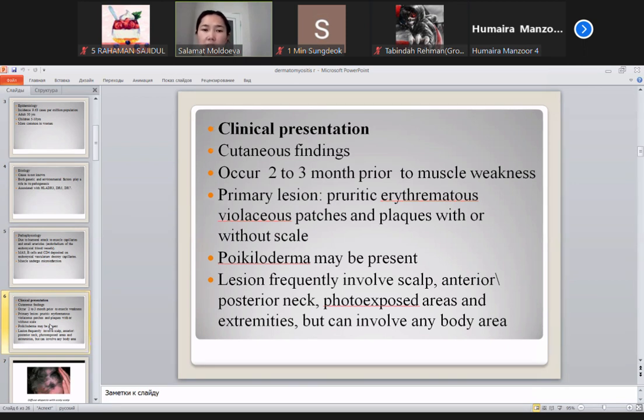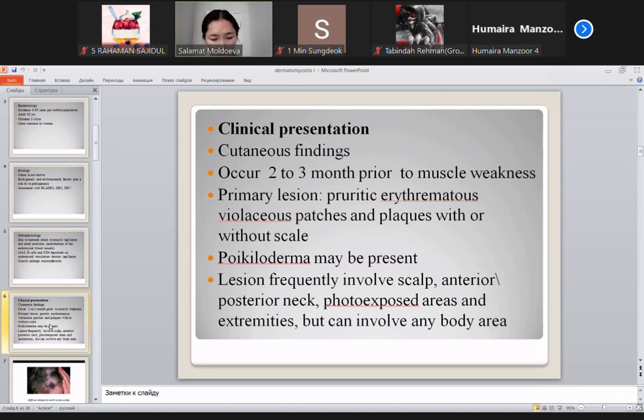Skin findings start 2-3 months before muscle weakness. If it's real classical dermatomyositis. If it's just the cutaneous, amyopathic, atypical form, there will of course be only skin features. Now, about classical: I said first skin findings, with specific changes, and later, 2-3 months after, symptoms of muscle changes start.